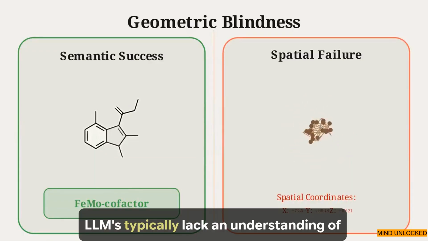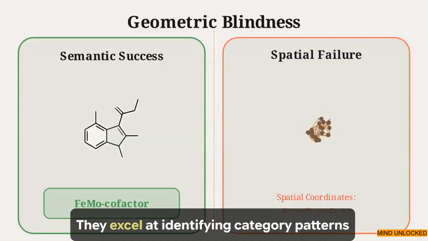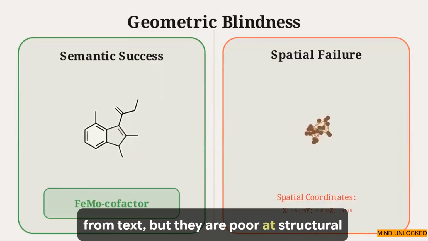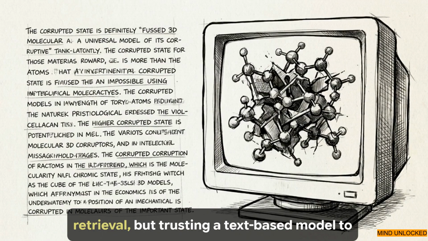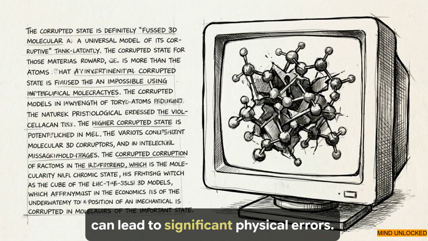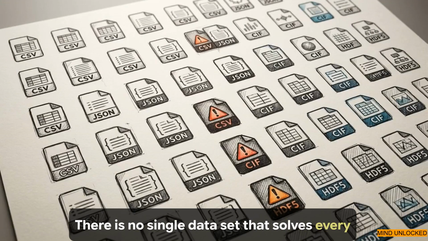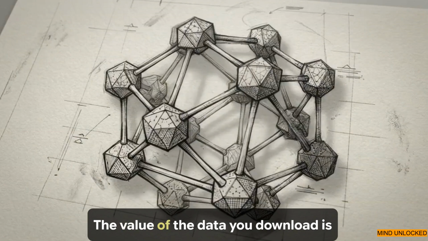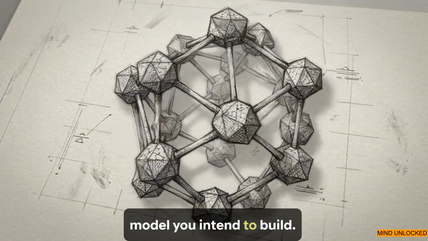LLMs typically lack an understanding of precise 3D spatial geometry. They excel at identifying category patterns from text, but they are poor at structural physics. Chemical LLMs are masters of literature retrieval, but trusting a text-based model to handle structural physics or spatial reasoning can lead to significant physical errors. There is no single dataset that solves every problem in chemistry. The value of the data you download is dependent on the specific architecture of the model you intend to build.